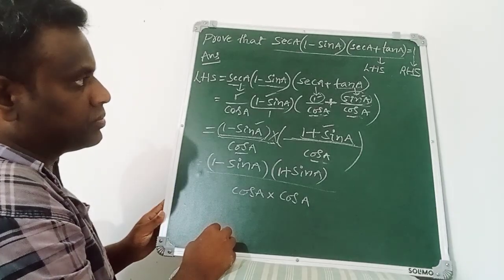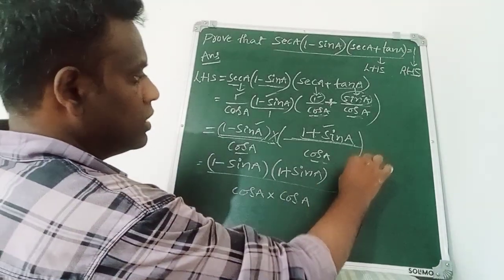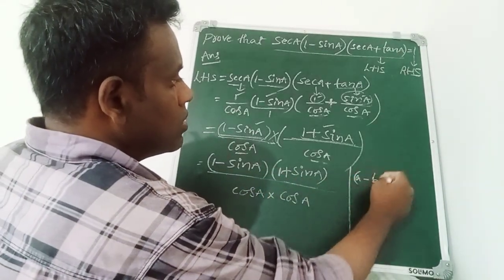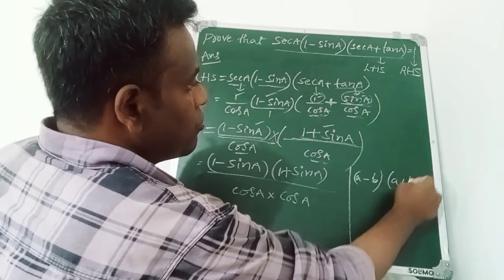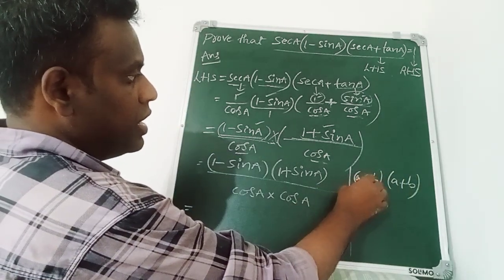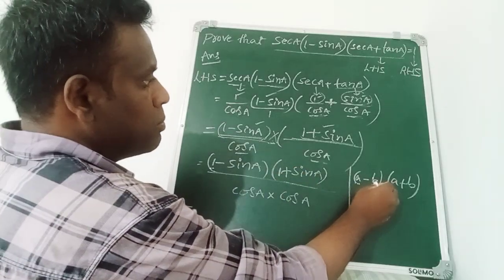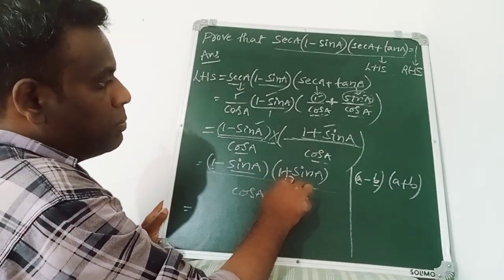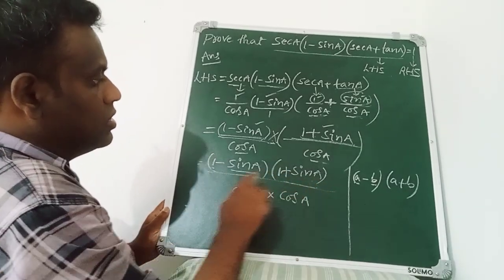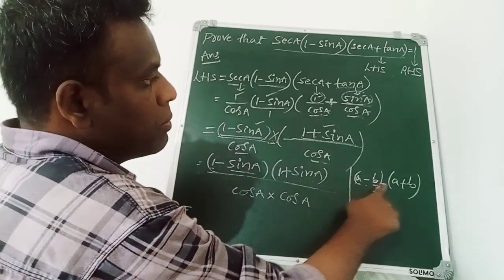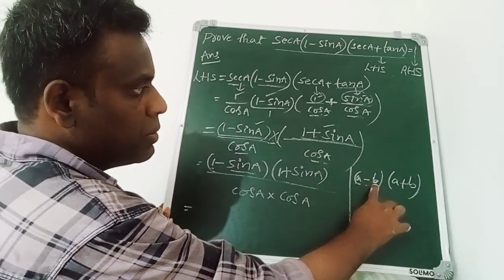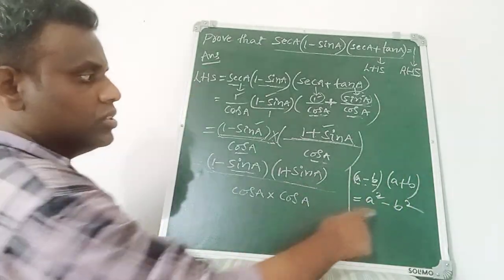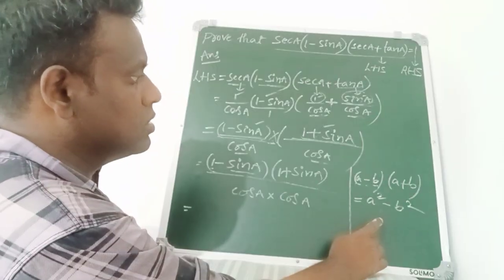Next you see here, I will write. Consider this and this. These are in the form of a minus b into a plus b form. Okay. In place of a we have 1. In place of b we have sin a. See, a minus b, a plus b. So this and this are in the form of a minus b into a plus b. We know that a minus b into a plus b is what? A square minus b square. So this is the identity.